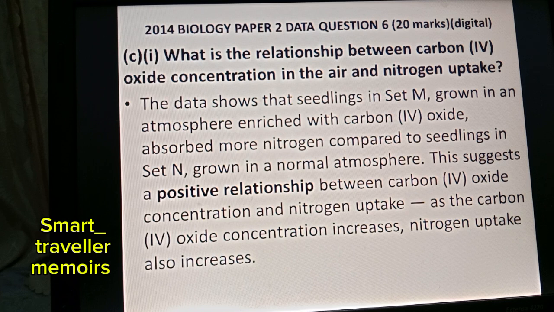What is the relationship between carbon dioxide and nitrogen uptake? Okay, this is the data, so what I researched again. The first answer is from the examination council. The data shows that seedlings in set M grown in an atmosphere enriched with carbon dioxide absorbed more nitrogen compared to seedlings in set N grown in normal atmosphere. This suggests a positive relationship between carbon dioxide concentration and the nitrogen uptake. As the carbon dioxide concentration increases, nitrogen uptake also increases.